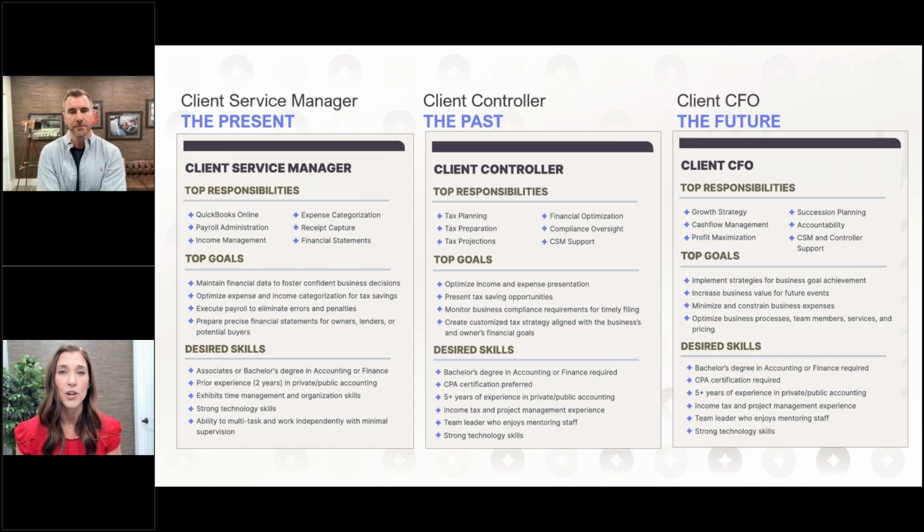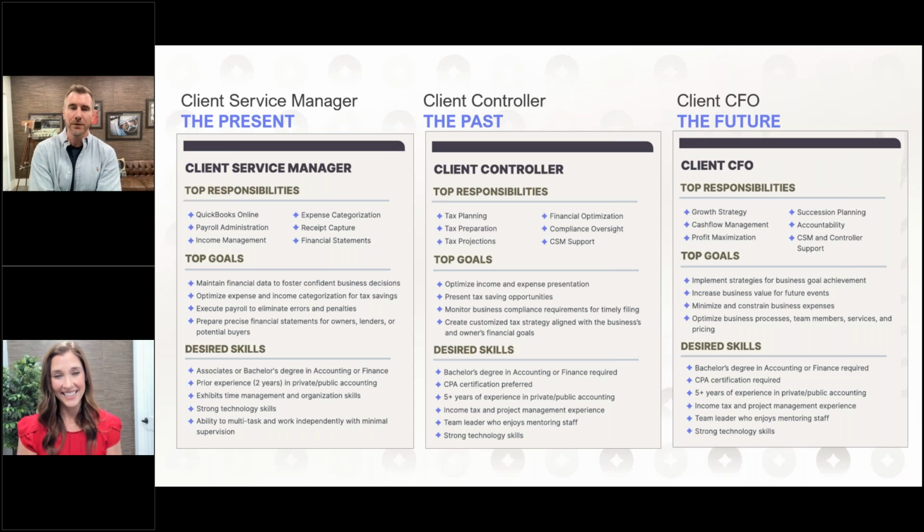The client controller is in charge of, we say the past, but really, because they are going to be in charge of tax: tax projections, tax planning, tax questions, tax preparation, tax review, as well as reviewing the financial statements every single month before they go out to the client, and recording commentary over those financial statements with highlights of what's presented. So they may be comparing that to the previous month, the previous quarter, or maybe even year over year, depending on the cyclical nature of the industry they're working in. And then client CFO, Marcus, I'll let you talk about since you hold that down.